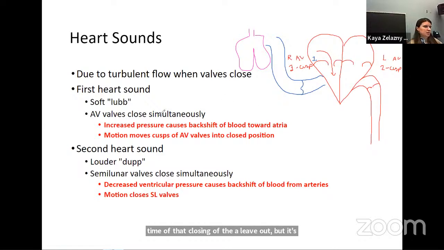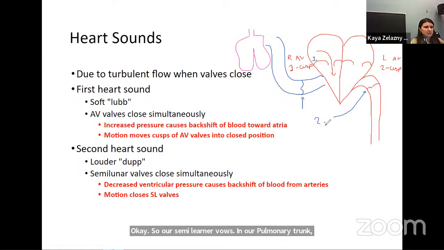Our second heart sound is the louder one. The second heart sound has to do with our semilunar valves. Our semilunar valves, in our pulmonary trunk and in our aorta, close second.